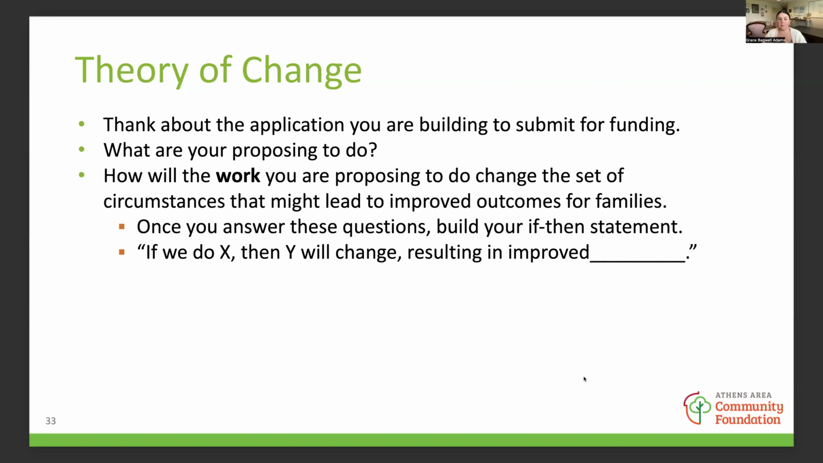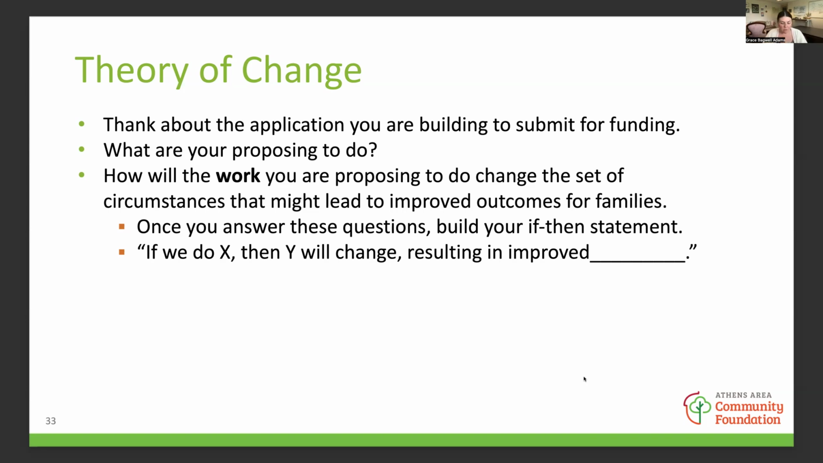Okay. And this doesn't have to be a big, long document. We're talking about really drilling this down to the very basic aspects of what you might expect. If we do X, then Y will change, resulting in improved blank. That was one of the versions of the statement. You could also use the other more simple version of the statement. If we do X, then blank will change.